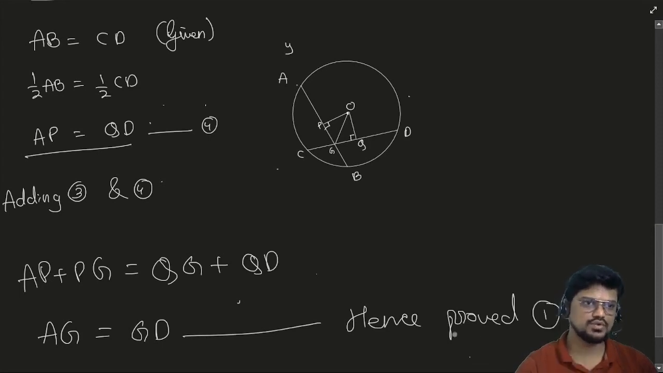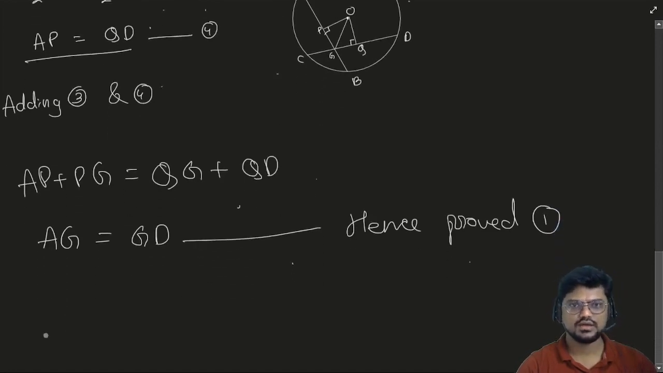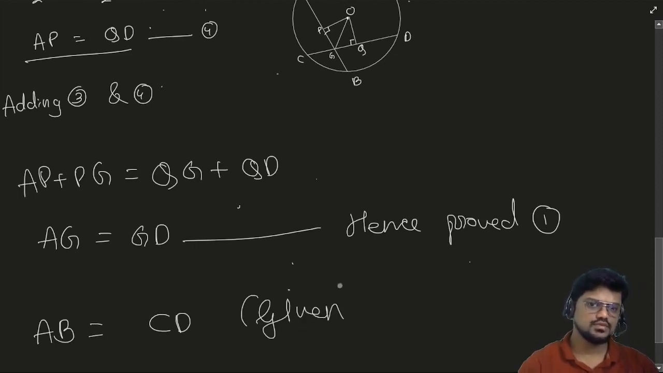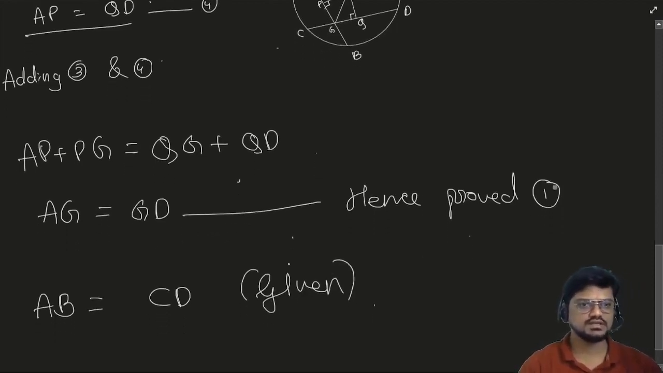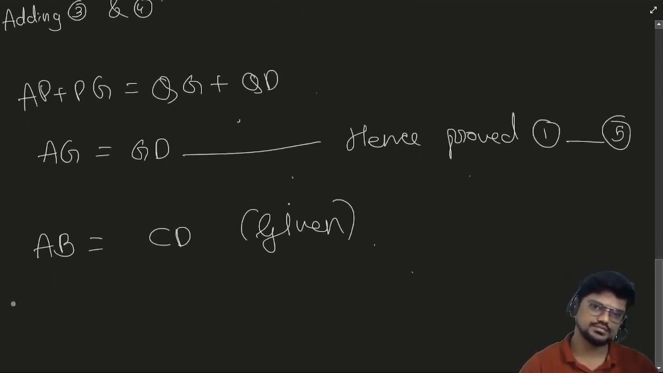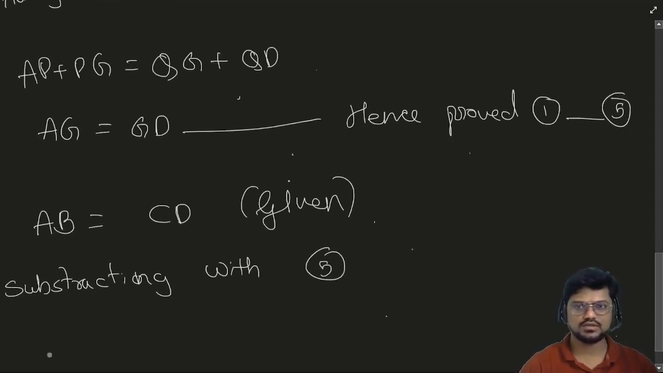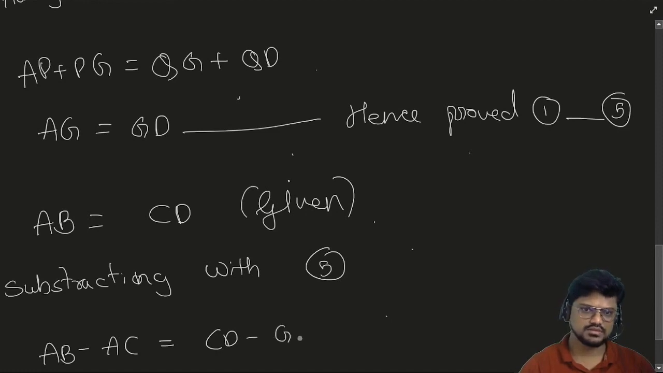There are two proofs which you need to prove. The first thing is proved. Now again, we know that AB is equal to CD, which is given. Let's say this equation as phi. So subtracting with phi, what do you get? AB minus AG is equal to CD minus GD.